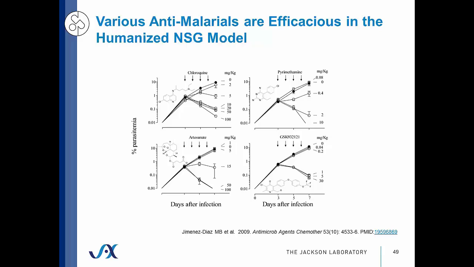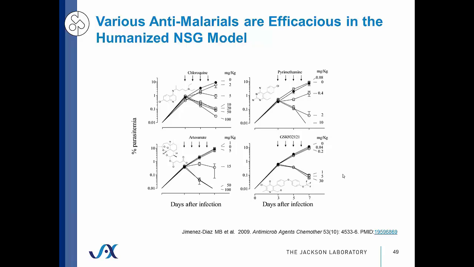And so you can see here with increasing doses of these standard of care agents that we see reduction of parasitemia. Also, when they tested their new novel anti-malarial compound, you see much lower levels of parasitemia in response to higher doses of their anti-malaria compound. So these studies validate the use of humanized NSG mice as a preclinical model for testing new anti-malarial therapies.